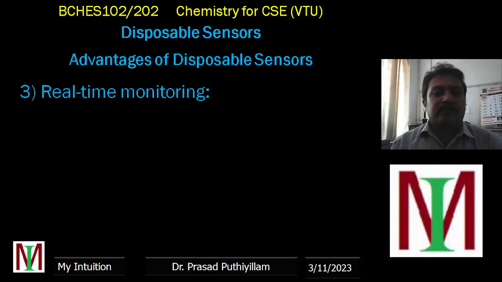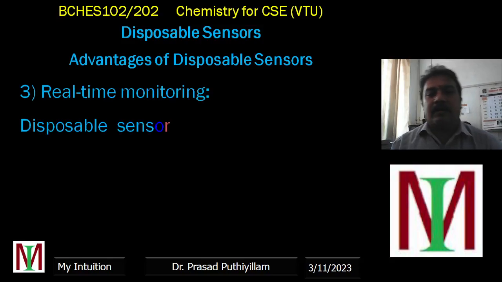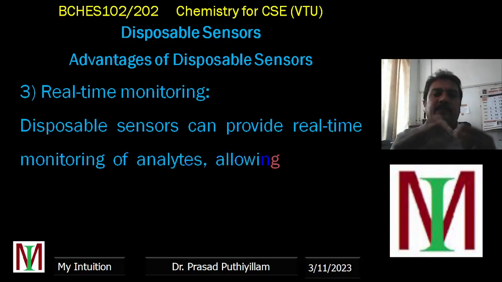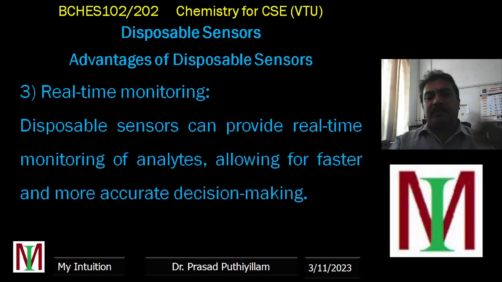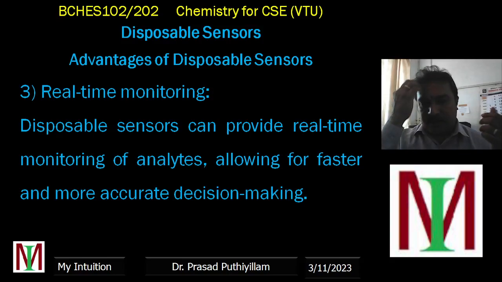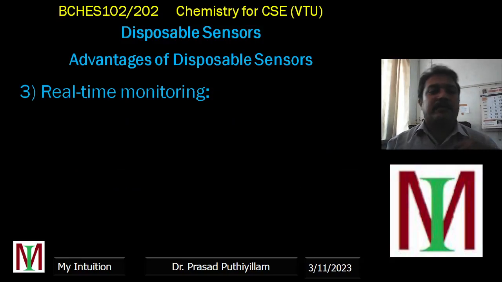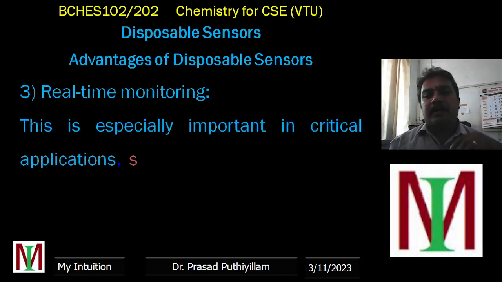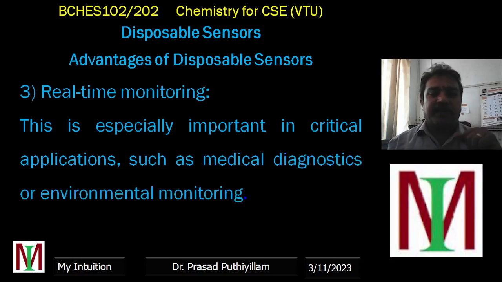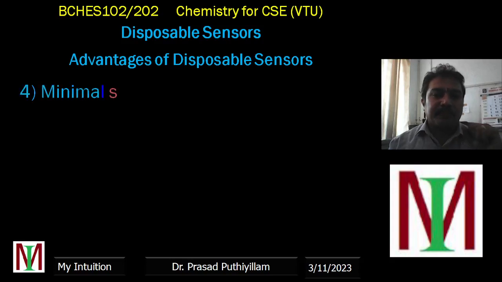Real-time monitoring. It will give the real-time value rather than taking the sample from one site and taking it to some other place and doing the analysis. Real-time, there only it will give the result, and even if any environmental changes are there, that also can be detected immediately on the spot. Therefore, it is very important in critical applications such as medical diagnosis and environmental monitoring.